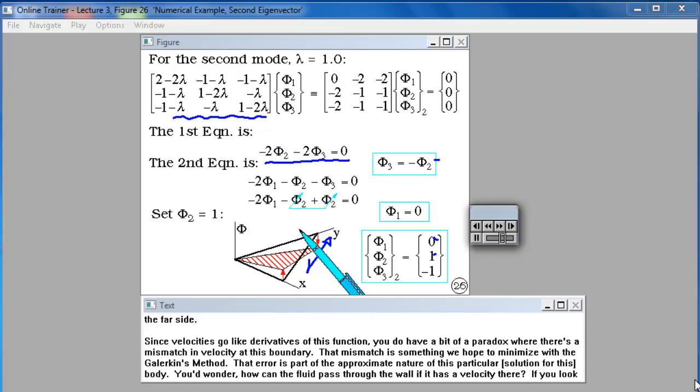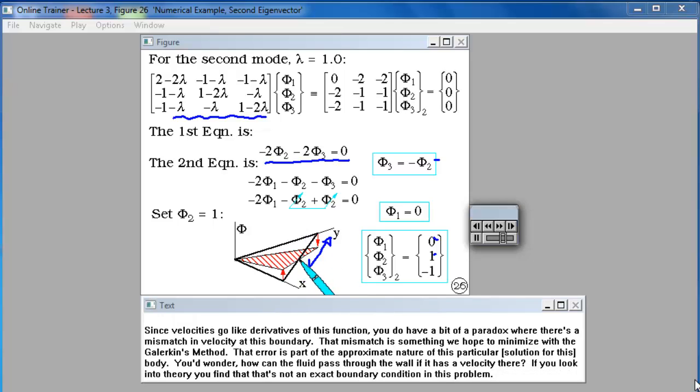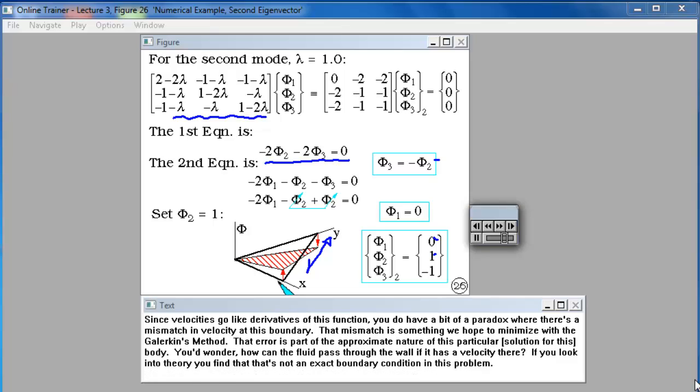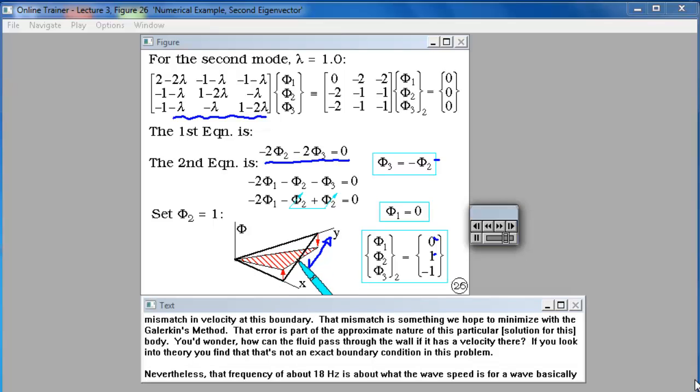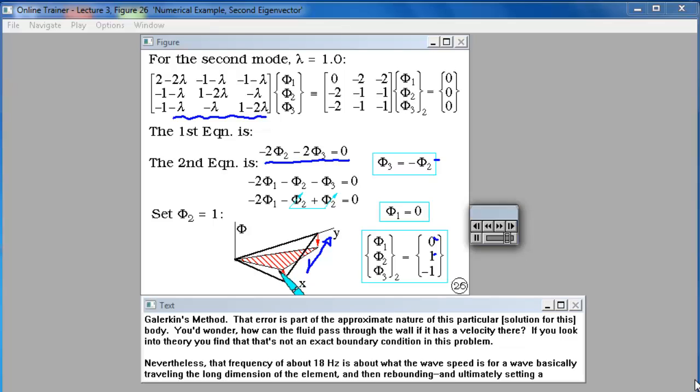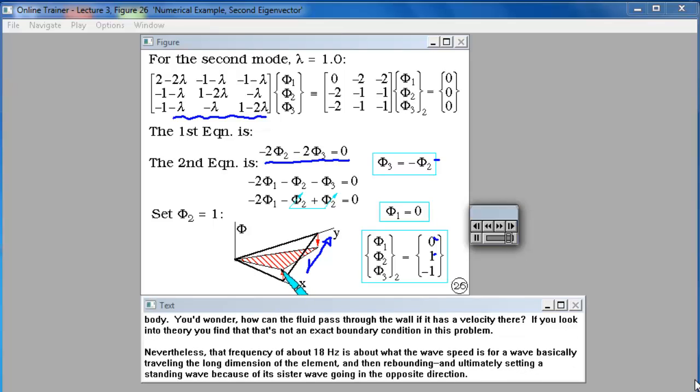Since velocities go like derivatives of this function, you do have a bit of a paradox where there's a mismatch in velocity at this boundary. That mismatch is something that we've hoped to minimize with the Galerkin method. That error is a part of the approximate nature of this particular model. You'd wonder how can the fluid pass through the wall if it has a velocity there, but if you look into the theory, you find that that's not an exact boundary condition in this problem.